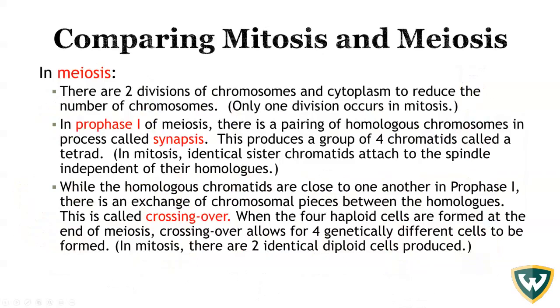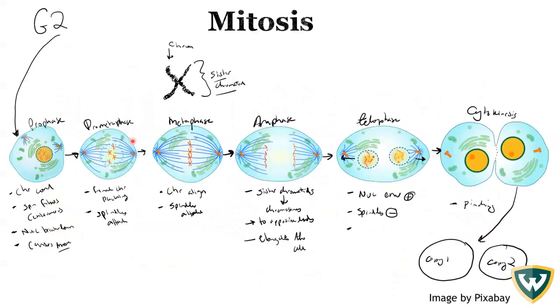And I highlight this here in the comparison of meiosis to mitosis. So in meiosis, there are 2 divisions, there are 2 rounds of divisions that we talked about that cause the actual daughter cells to have half the genetic material. Additionally, in prophase 1 of meiosis, there's an actual pairing of what's called those homologous chromosomes that we talked about in a previous question, in a process called synapsis. And what this does is it produces what's called a tetrad. So let's go see what that looks like.